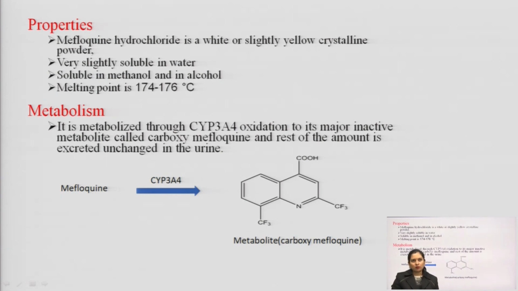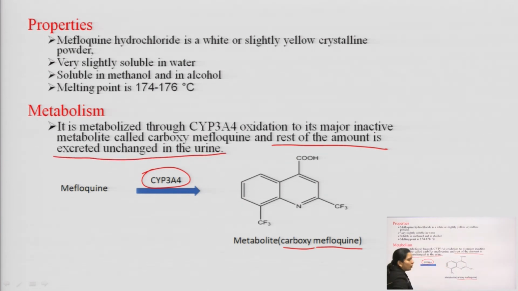slightly soluble in water, soluble in methanol and in alcohol, and the melting point is 174 to 176 degrees Celsius. If we talk about the metabolism, it is metabolized in the liver with the help of an enzyme to carboxymefloquine, which is a metabolic product of mefloquine. These products get metabolized and the remaining part of the drug gets excreted from the body with urine.